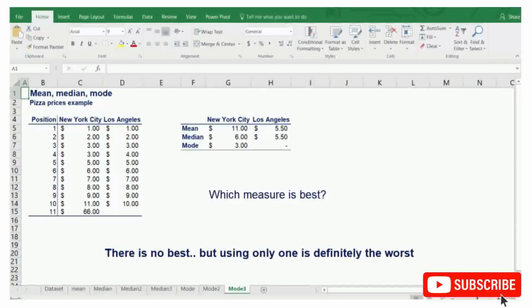Therefore, there is no best, but using only one is definitely the worst.